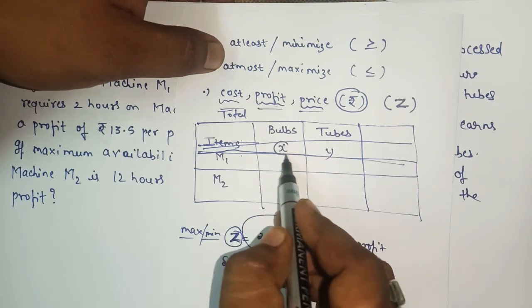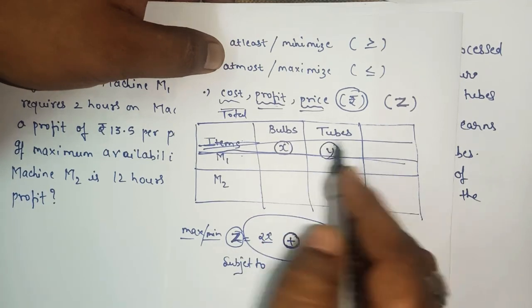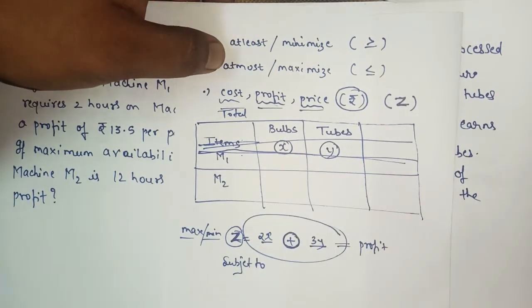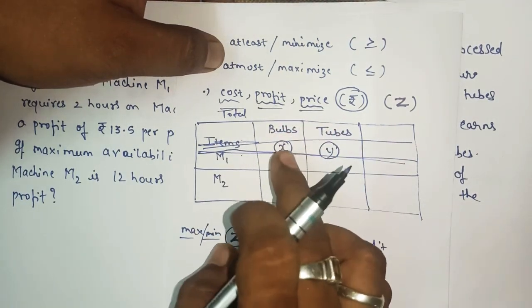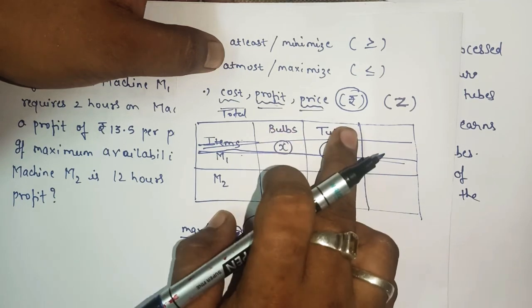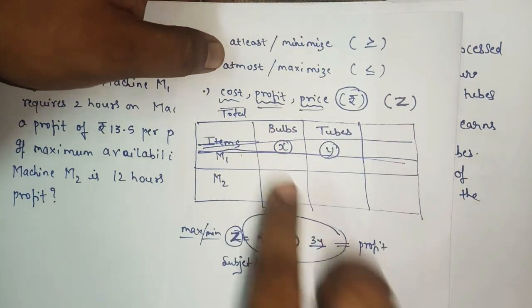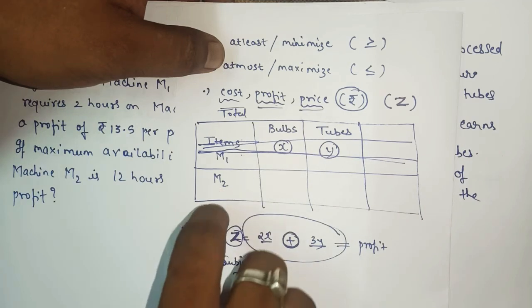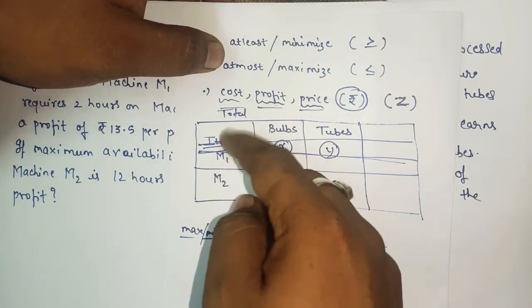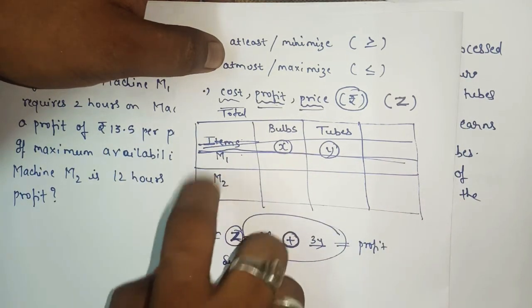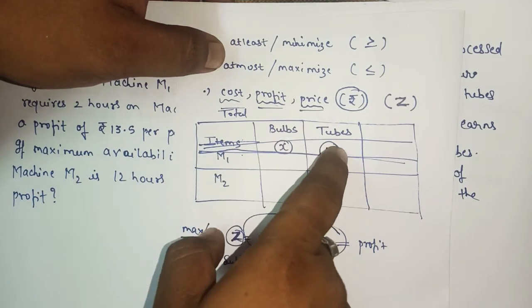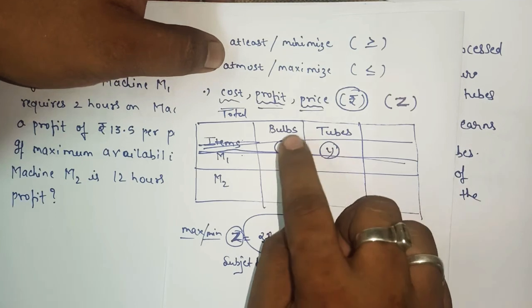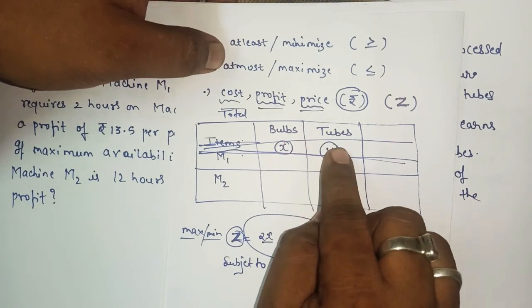X means what? You have to check first to which part you have to take x and to which part you have to take y. Like suppose the question is based on bulbs and tubes, so we'll take, let x indicate bulb and y indicate tube. Always you will write x and y on this side, and the items you will write on this side. Like suppose there are two machines which produce bulbs and tubes, so let the bulb be x and the tubes be y.